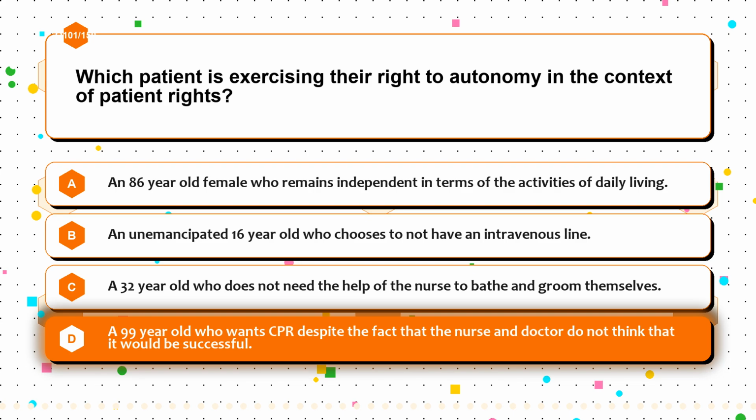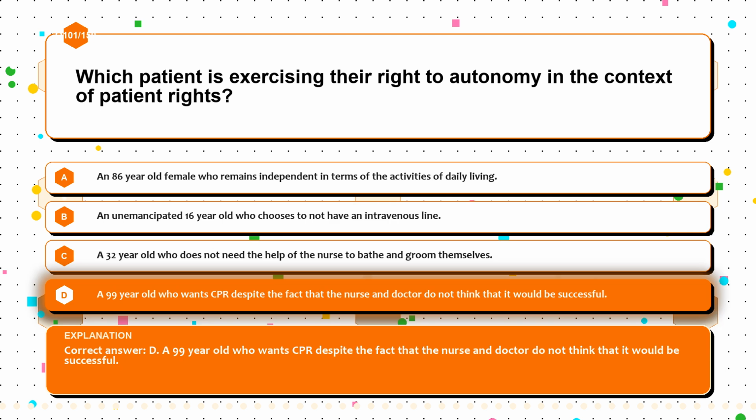The correct answer is option D, a 99-year-old who wants CPR despite the fact that the nurse and doctor do not think that it would be successful.